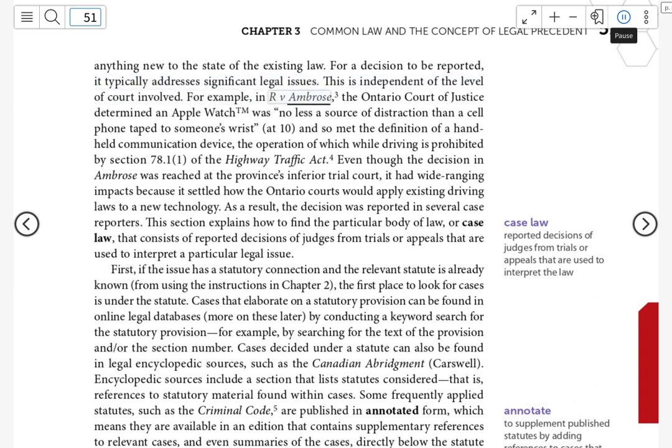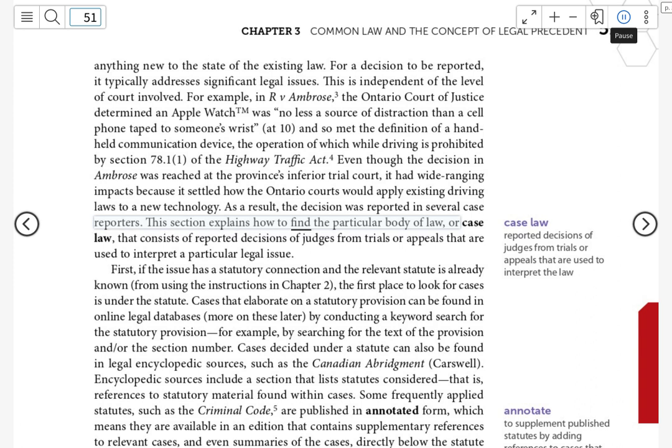For example, in R. v. Ambrose, the Ontario Court of Justice determined an Apple Watch was no less a source of distraction than a cell phone taped to someone's wrist, and so met the definition of a handheld communication device, the operation of which while driving is prohibited by Section 78.11 of the Highway Traffic Act. For even though the decision in Ambrose was reached at the province's inferior trial court, it had wide-ranging impacts because it settled how the Ontario courts would apply existing driving laws to a new technology. As a result, the decision was reported in several case reporters.